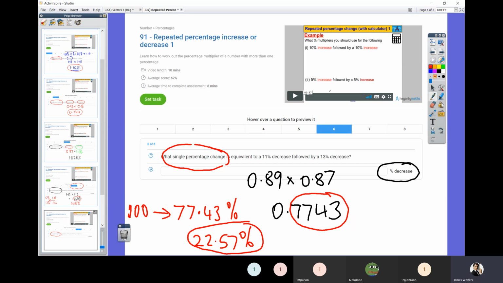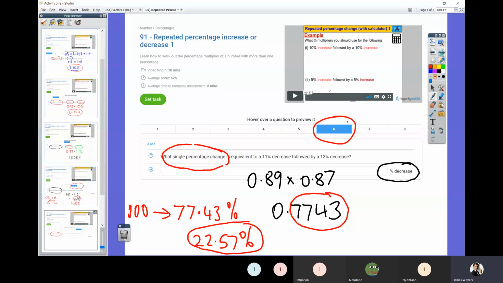So that's difficult. That question 6 is difficult. They're asking for the percentage decrease. So we've worked out the multiplier, 0.7743, okay? That's given us 77.43% is what we're left with. So how much is it decreased by? 100 take away 77.43 is a 22.57% percentage decrease. Now that's tricky, okay?